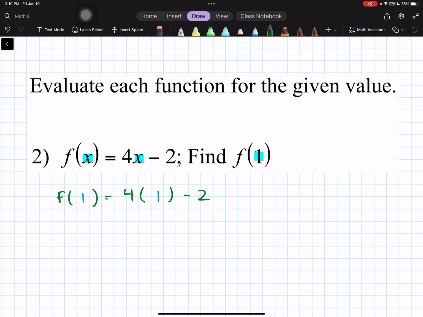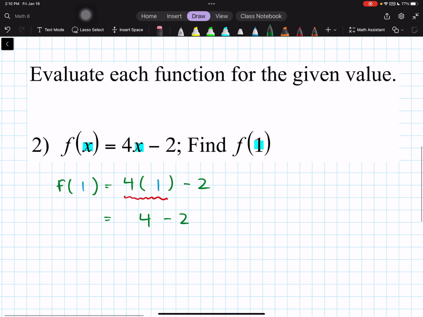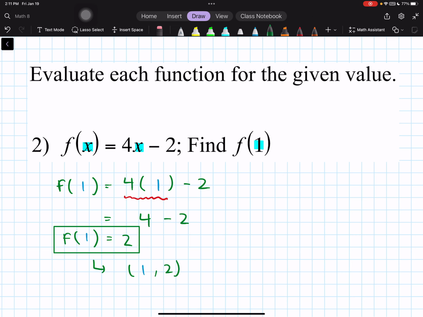So again, according to PEMDAS, we're going to look for the opportunity to multiply. So we're going to take care of that first. And so 4 times 1 is equal to 4. And we bring down that minus 2. And then what we finally end up with is f of 1 is going to be equal to 2. So this could be your final answer. Or if you're asked, you can convert this to a point where you have an input of positive 1 and then an output of positive 2.